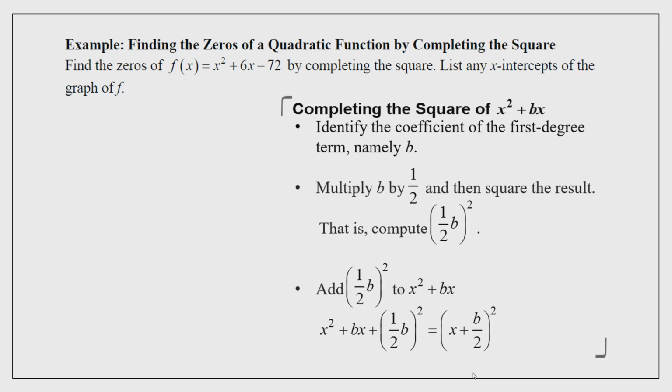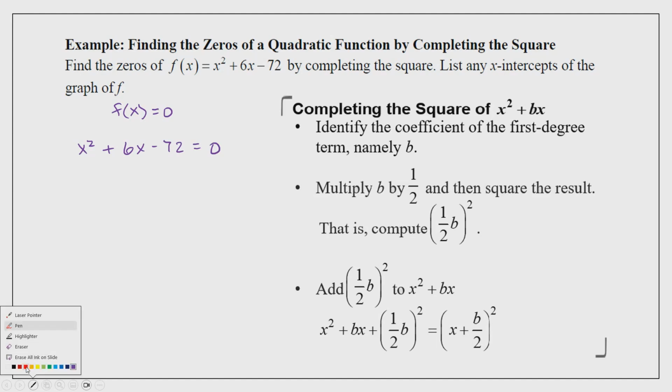In completing the square, we are, like the rest, setting f of x equal to 0. So x squared plus 6x minus 72 equals 0. Now, according to our directions here, we need to identify the coefficient of the first degree term, namely b. So we need to identify where b is, and I'm going to put a star there.